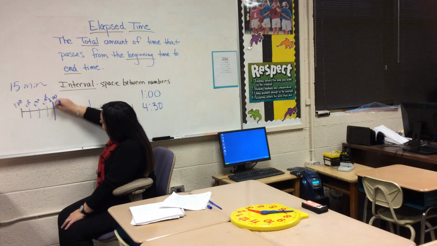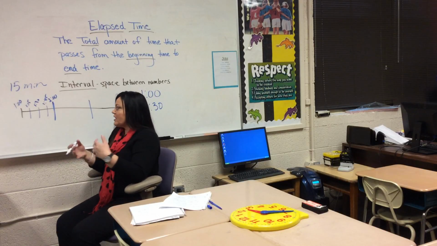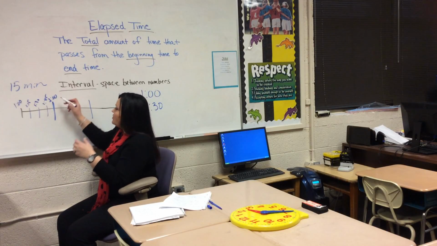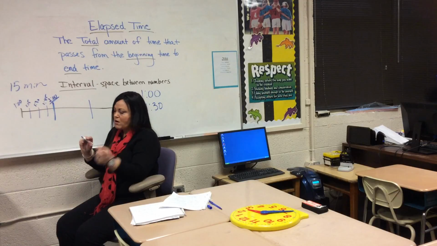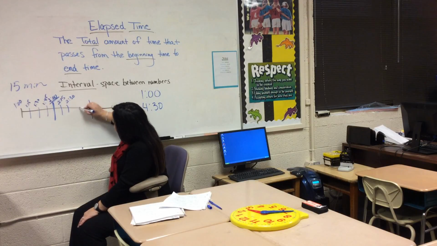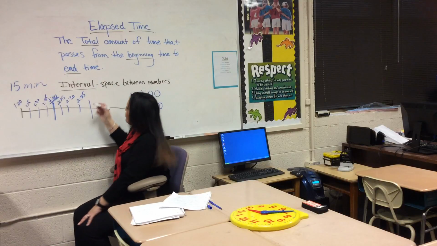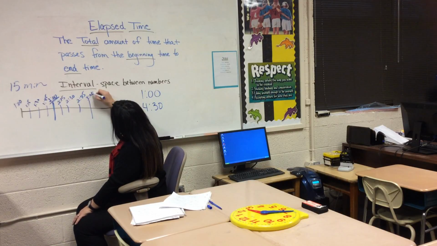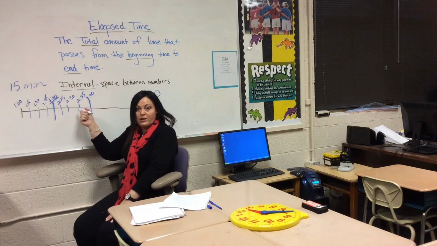Now you see this line I made a little bit longer, almost like on a ruler, because I want you to see that that is the 2 o'clock mark. So then I'm going to do the same thing here. This is going to be 2:15, 2:30, and 2:45. This one is going to be 3 o'clock. So this interval will be the 3 o'clock.